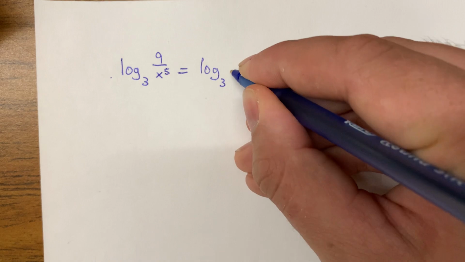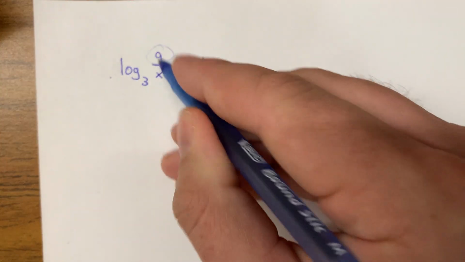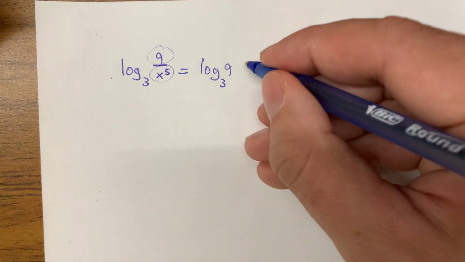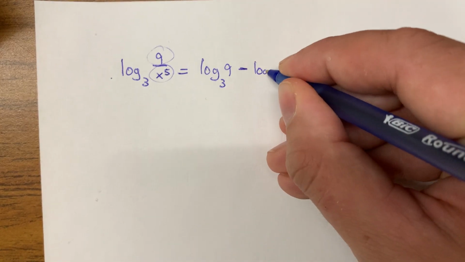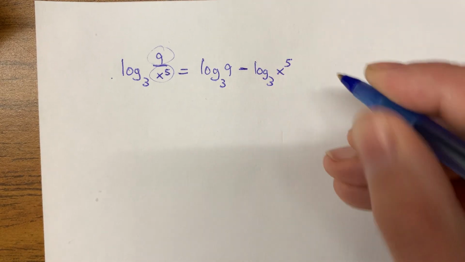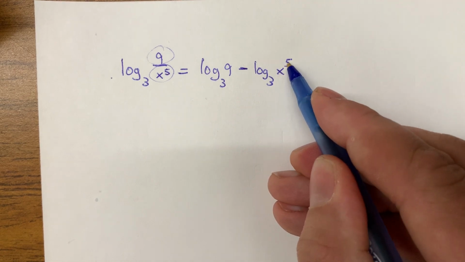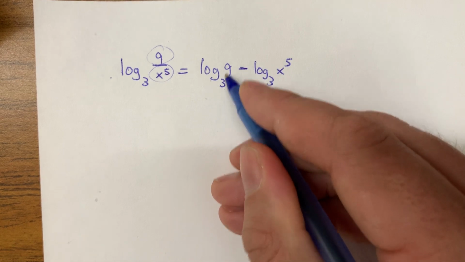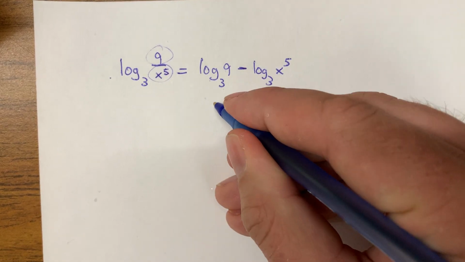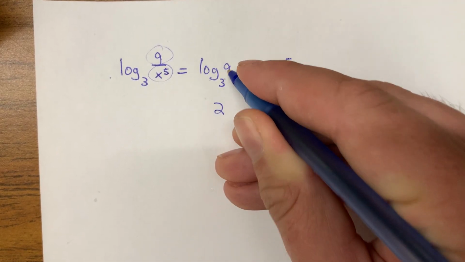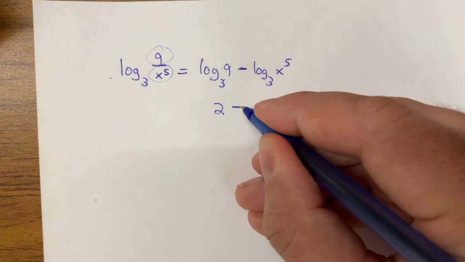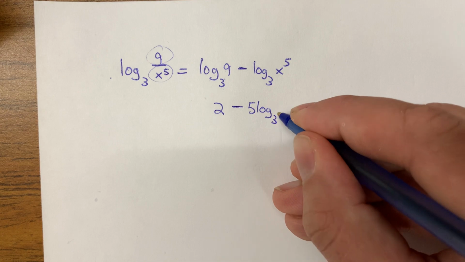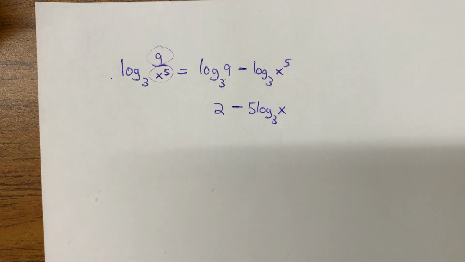This is log base 3, but it is 2 things dividing by each other. So we can use the dividing property. This is log base 3 of 9 minus log base 3 of x to the 5th. And you'll notice now it's just something to the 5th, and that this can move to the front. So we can actually simplify log base 3 of 9. Log base 3 of 9 is 2. 3 squared is 9. And here we can move this 5 to the front. And this looks completely different than it looked at the beginning.